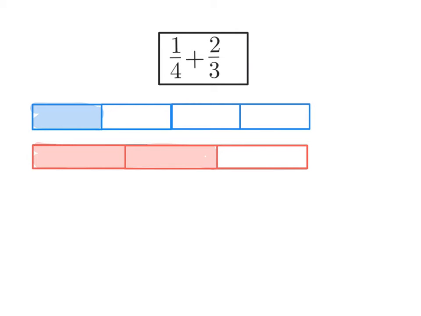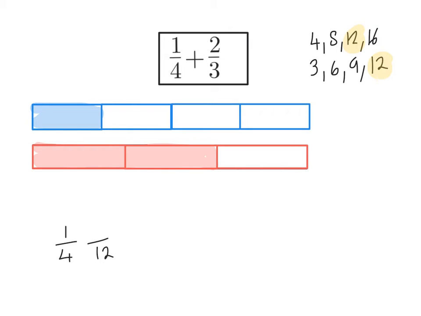If I look at my multiples of 4: 4, 8, 12, 16. Look at our multiples of 3: 3, 6, 9, 12. I'm going to stop there because I can see that 12 appears in both. So that's my plan. I'm going to change 1/4 to be something over 12, and I'm also going to change 2/3 to be something over 12.